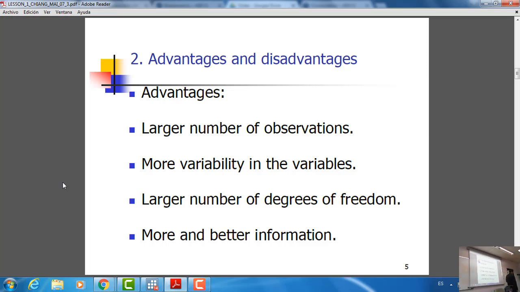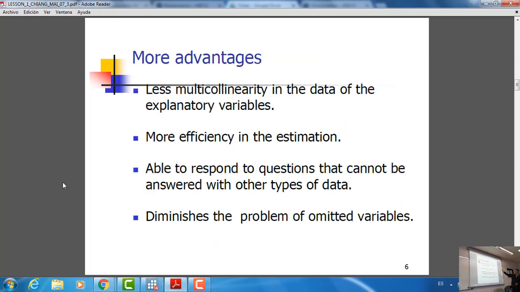The idea of the advantages is that there is a much larger number of observations now, more variability, more and better information. So there is a lot less multicollinearity. We will see that in a moment. A lot more efficiency. These are questions that are more difficult to see. I will not mention this here, but I will do it later. Remember that I went through all of this already.